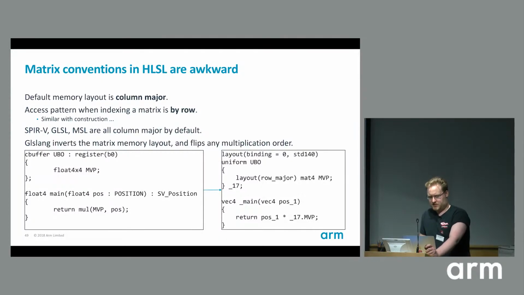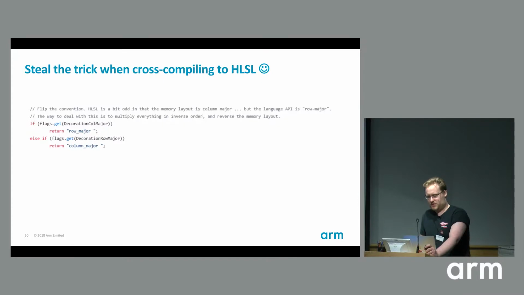I don't understand why HLSL does it like this. But based on this trick, if I want to go back to HLSL, I do the same trick again. So I just check, oh, it's a column major, I emit row major, and then flip the order again. So if I go HLSL to GLSL to HLSL, it's in the correct order again. It's weird, yeah.